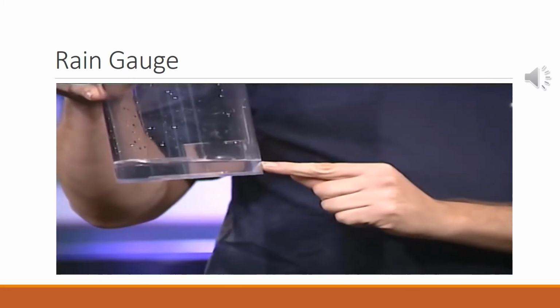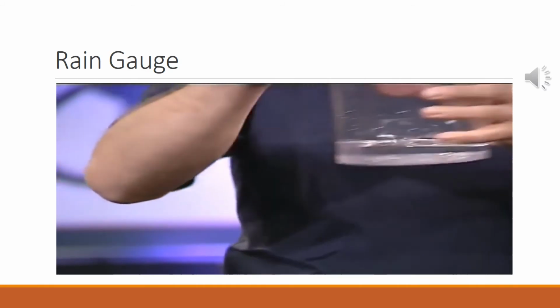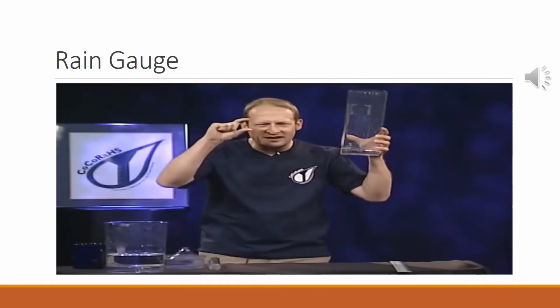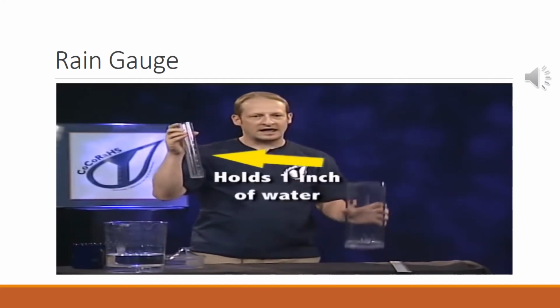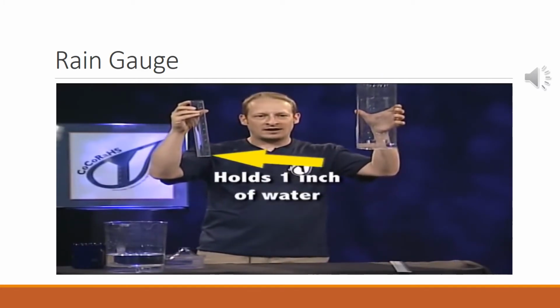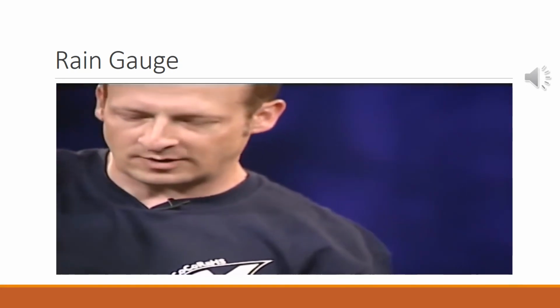I'm a scientist. I want to know how deep the water is in here with accuracy. In fact, I want to know down to the 1/100th of an inch. I want to take 1 inch and break it into 100 little parts. So that's where this measuring tube comes in. This is calibrated to the rain gauge to hold exactly 1 inch. If I've got 1 inch of water in here and pour it into the inner tube, it's going to fill it up all the way to the top where it says 1.00.